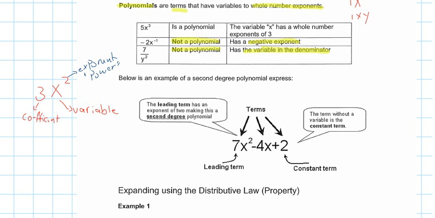So if you look at this, you have 3 terms, yes? So you have the first term, which is 7x squared, minus 4x plus 2. Your first term is a second degree polynomial, okay? Because your highest degree is degree 2. Do we understand that?